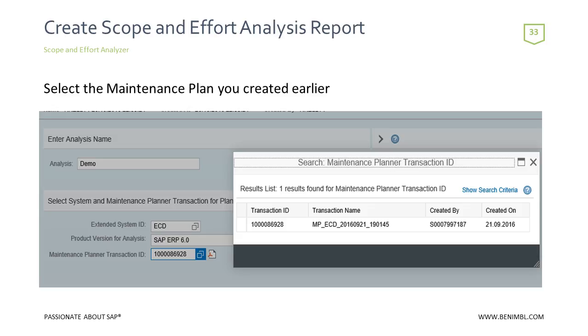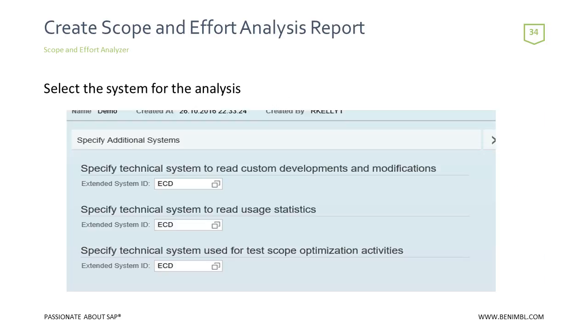We're going to select our extended system. We're going to call it ECD, right? And we're looking at the product version. We're going to upgrade SAP ERP 6. And then earlier, I went through and I created a maintenance planner, and it already pulled it down to the transaction ID. So I selected this maintenance planner ID, and then I just hit OK. Now it's going to ask us to select the systems for analysis.